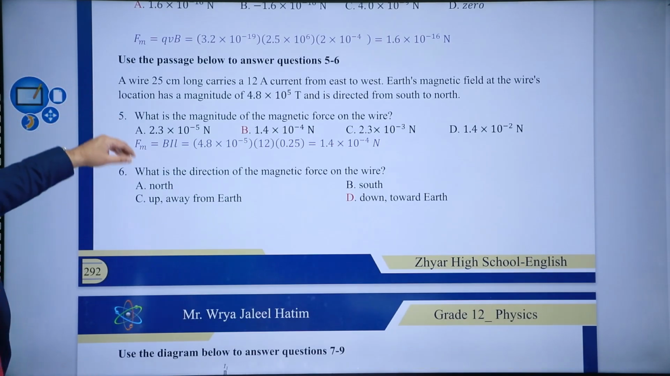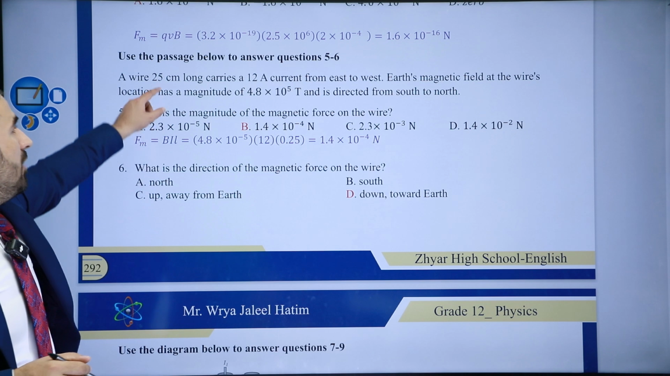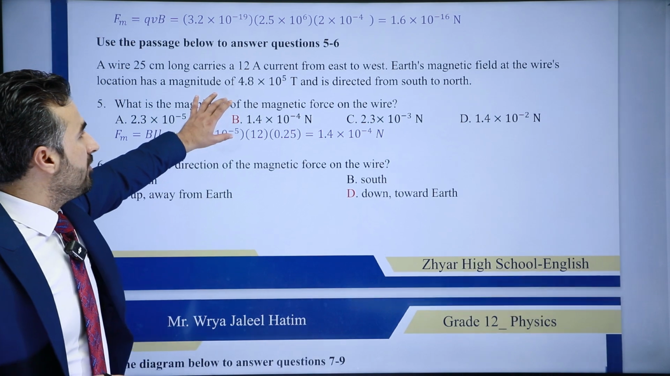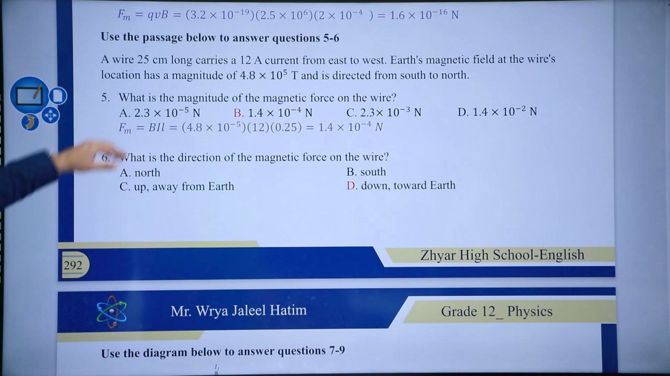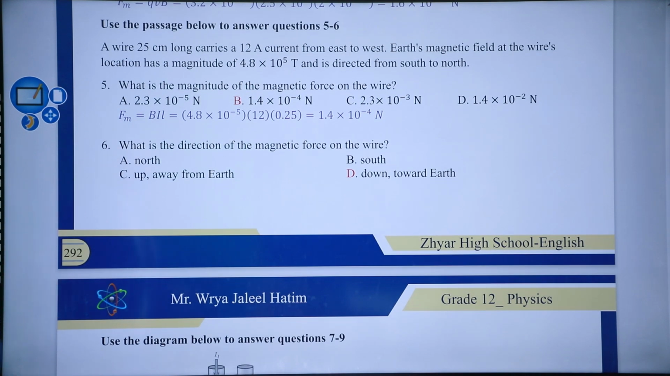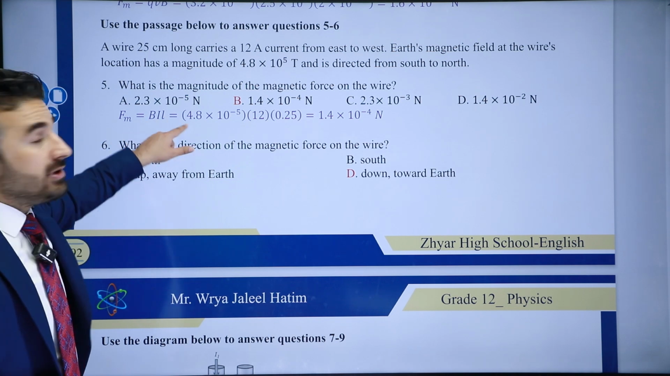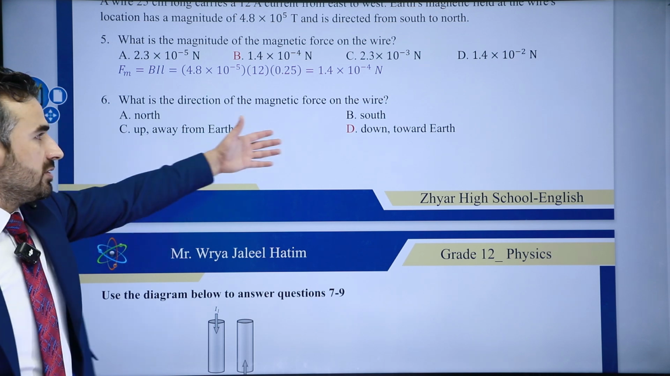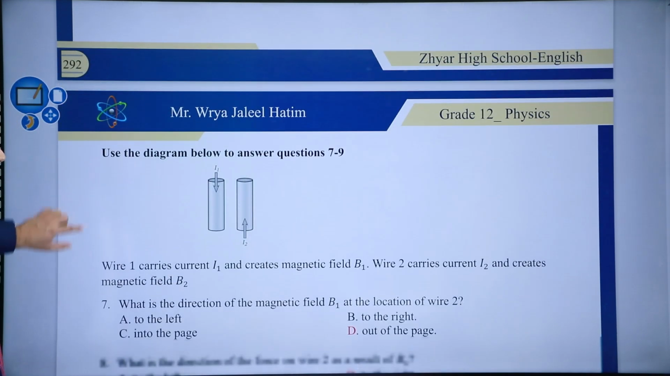All right, for this one it says use the passage below to answer the questions. A 25 centimeter long wire, by the way, since you have length, always convert it to meters, SI unit. We have a current of 12 amperes, from east to west, in Earth's magnetic field, and it is directed from south. What is the magnitude of the magnetic force on the wire? Whenever it's a wire, magnitude of the magnetic force, F equals BIL: magnetic field strength, current, and length. You do the math and you will find the answer. What is the direction of the magnetic force on the wire? Of course, it is going to be down towards the Earth. Don't forget to use the right-hand rule. This is easy enough; we've been through this a lot.